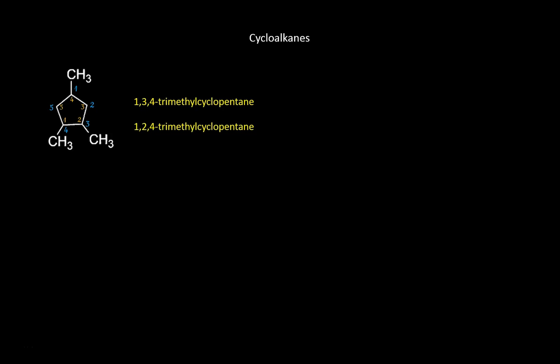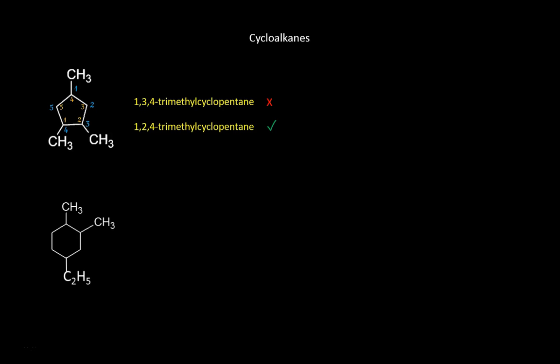Now let's start down here and go in the reverse direction. This gives us 1,2,4-trimethylcyclopentane. The correct one has the smallest sum of numbers, so the bottom one, with a total of 7, is correct, while the one at the top with a total of 8 would be incorrect.